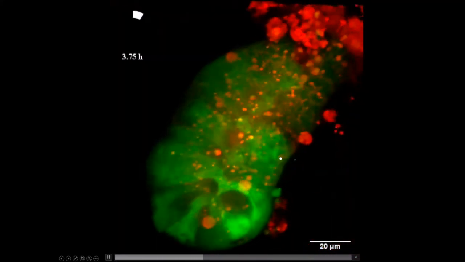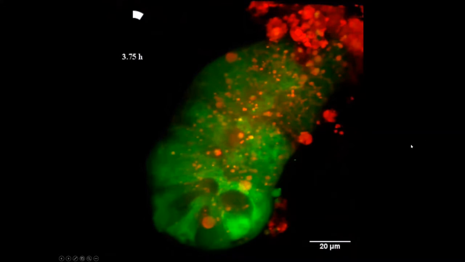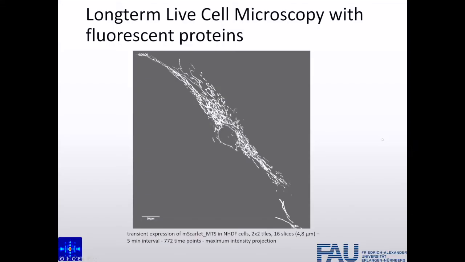From this, I recorded a Z-stack, so we are also able to do three-dimensional imaging. Here is another example, a primary normal dermal fibroblast, transiently transfected with an mScarlet fusion construct to a mitochondrial fluorophore. I recorded 4 tiles with 16 slices, so a Z-stack of 4.8 micrometers, with a 5-minute interval over 772 time points. What you see is a maximum intensity projection.